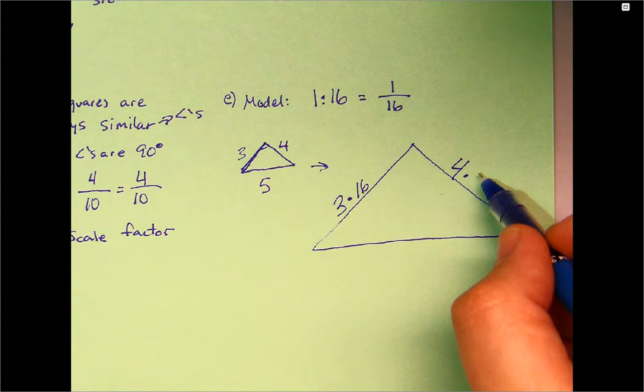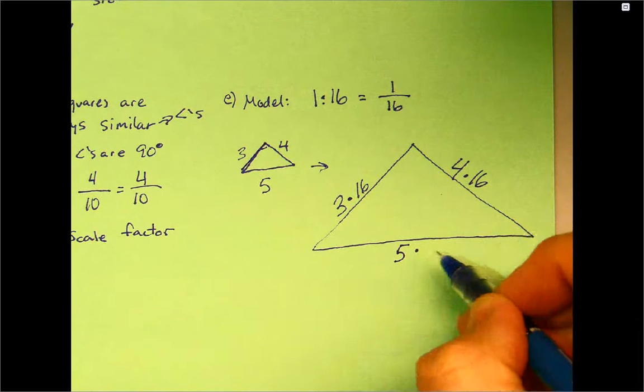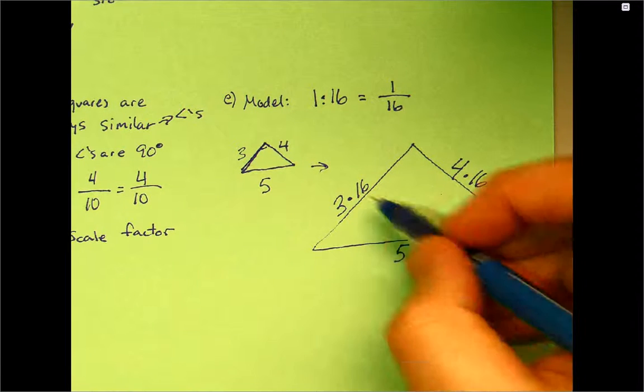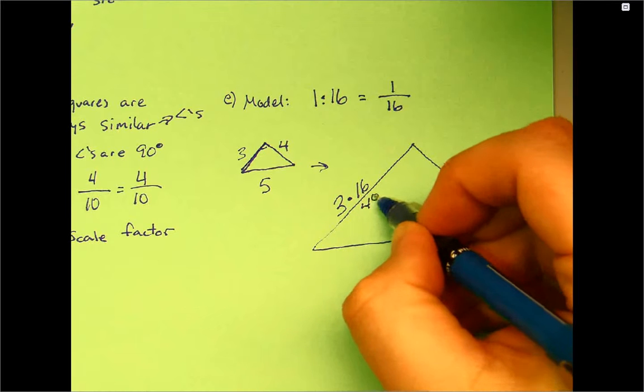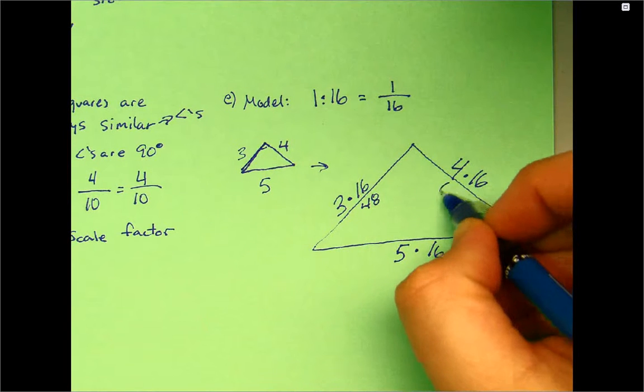$16. Now what would I have to multiply the 5 by? 16. Now this gets me to 48. This gets me to 64. And this gets me to 80.